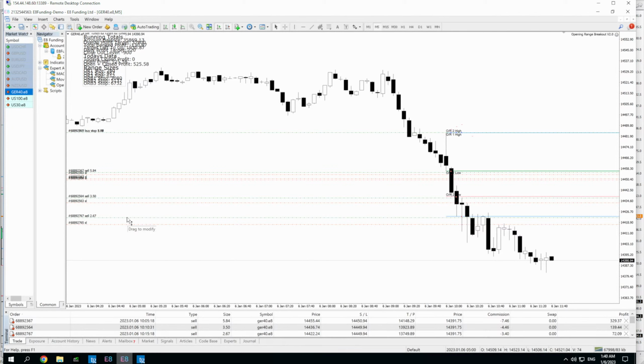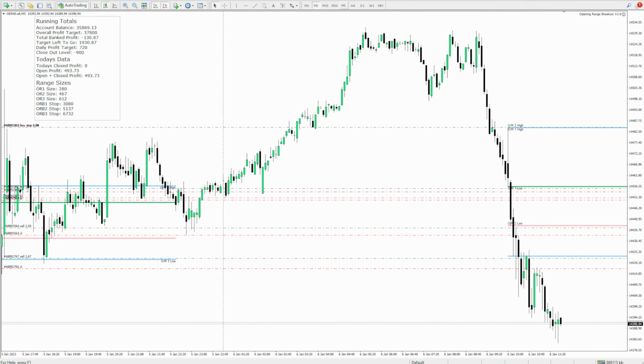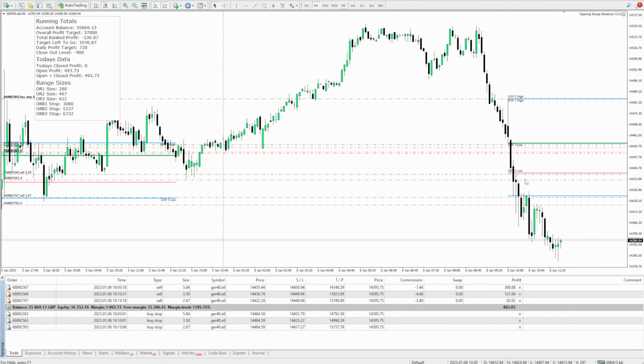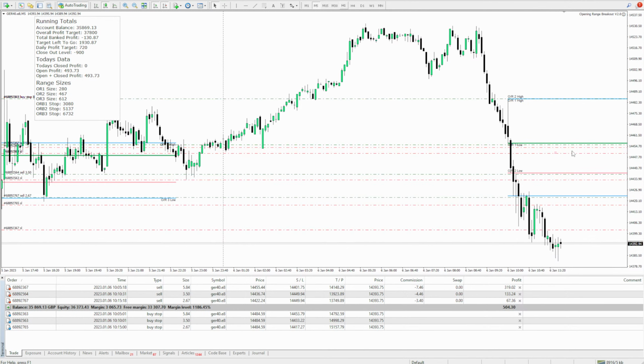Can't tell what stops are what in this one, so bear with me a sec. 144.49. See, the stops are all sitting up there at the minute. This has got a much wider trailer on it. I just don't want to lose the profit, basically. Don't forget, I've also got the option of re-entry.